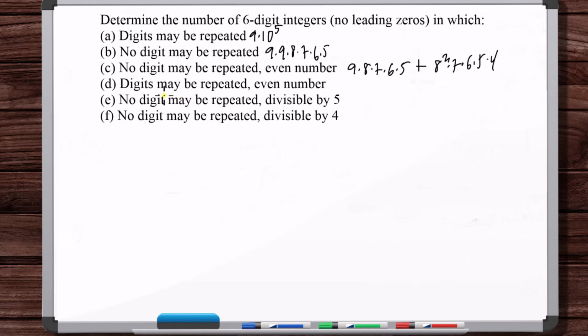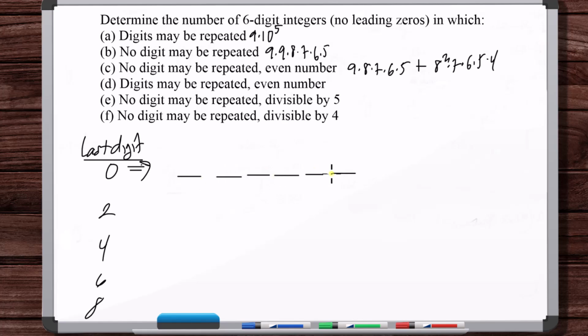Okay, now digits may be repeated, and it's an even number. So, same idea. The last digit is a 0, 2, 4, 6, or 8. So if the last digit is a 0, then there's one option here. You are allowed to repeat digits, but this can't be a 0.